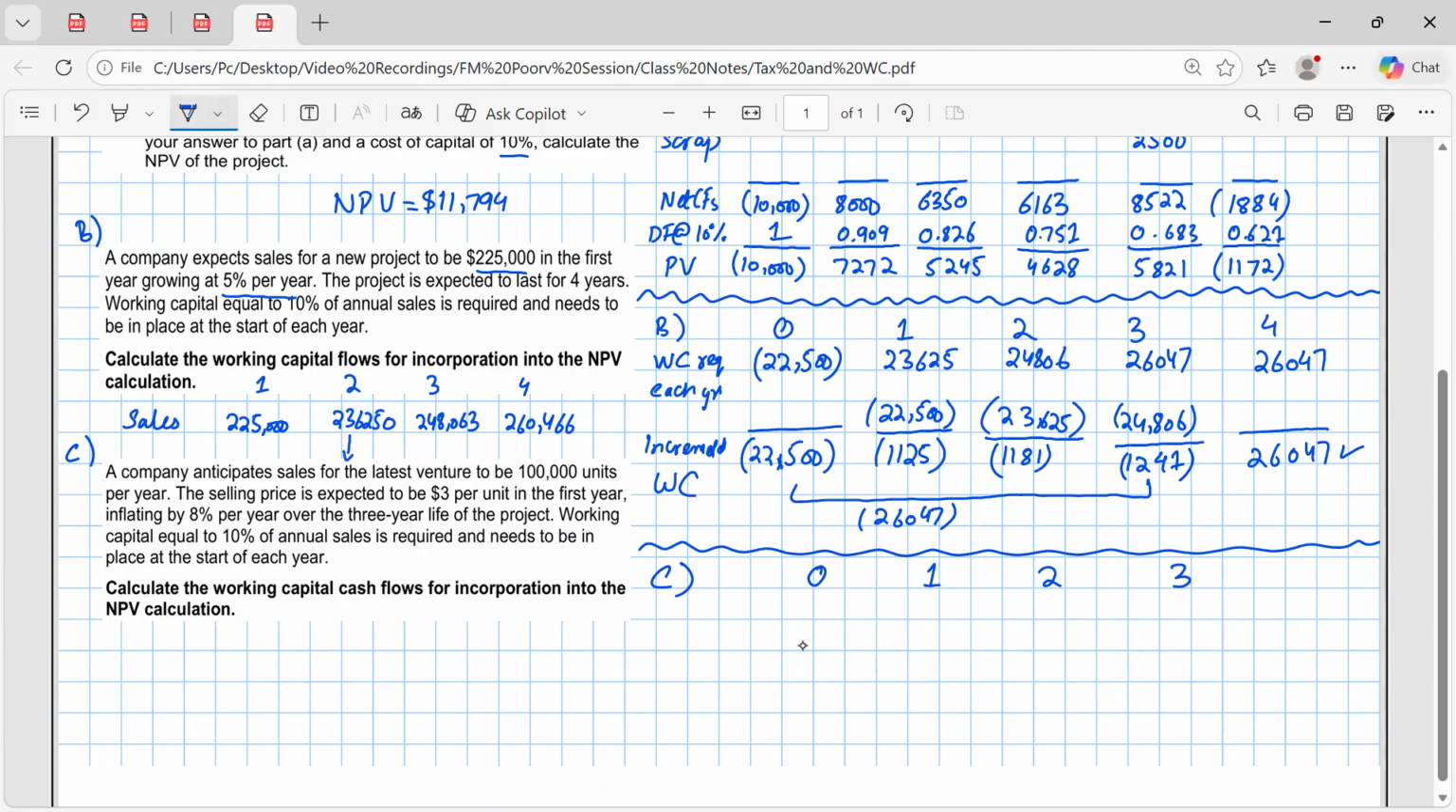Okay. So again, the sales units are given to you and the selling price is given to you for the first year. And it's mentioned that it will inflate by 8% over the 3 years life of the project. So sales will increase by 8% every year. Working capital again is 10% of the sales. So we have to calculate the sales for each year. Let's calculate the sales for year one, year two, and year three. Year one would be 100,000 times three, 300,000. And now you can simply inflate these by 8%. So what will be the sales for year two?